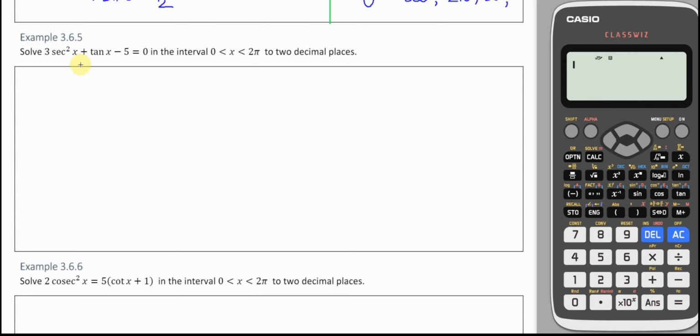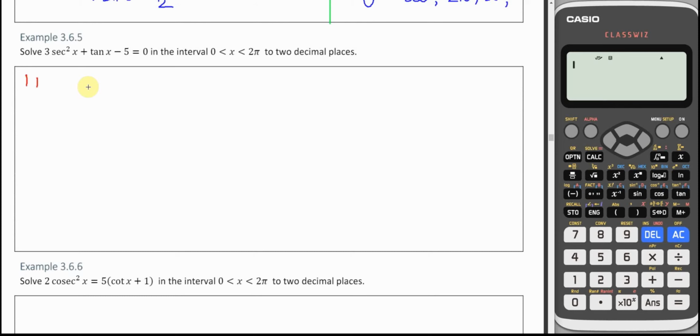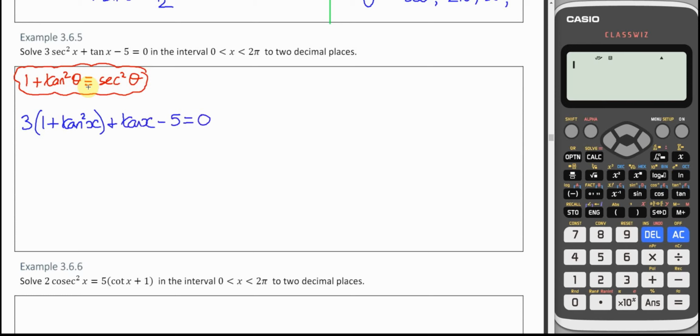Now in this question we have sec squared and we have tan. Use the identity that links together sec and tan. So 1 plus tan squared is sec squared. By using that, I can replace the sec squared with 1 plus tan squared. Make sure you use the right letter. 1 plus tan squared x. I'm going to leave everything else alone. And then multiply out the brackets.